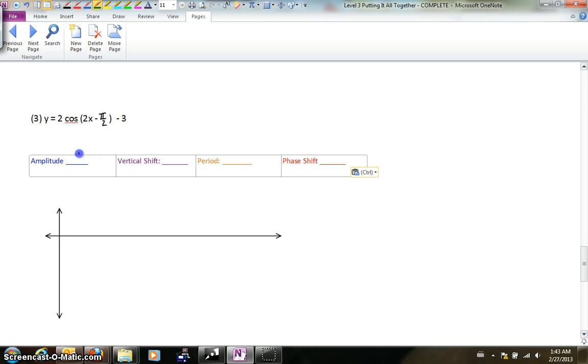Alright, we have an amplitude of 2, a vertical shift of down 3. We've got a period that would be 2 pi divided by 2, which is just pi, so our period is pi on this one. And a phase shift that is pi over 2 divided by 2, so that's like 2 over 1. This is going to be pi over 4, and it is going to go to the right.